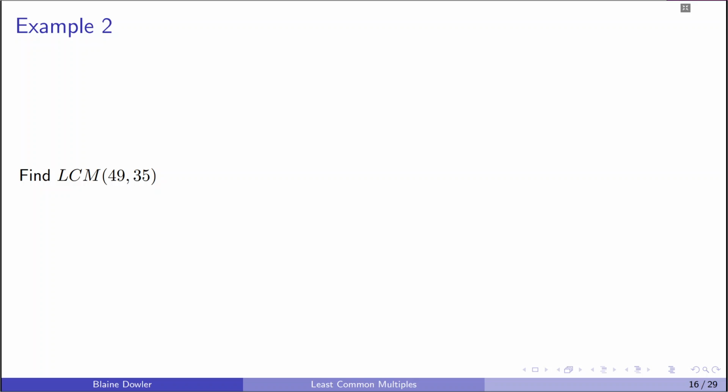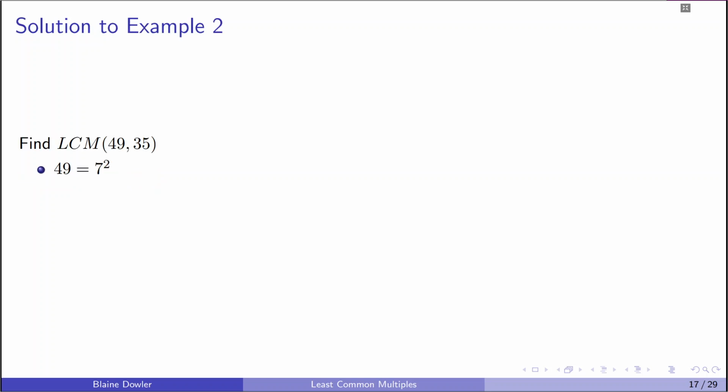Example 2, least common multiple of 49 and 35. So again, 49 is 7 squared. 35 is 5 times 7. So the highest exponent we see of 5 is 1. Highest exponent we see of 7 is 2. So 5 times 7 squared will be 5 times 49, or 245.